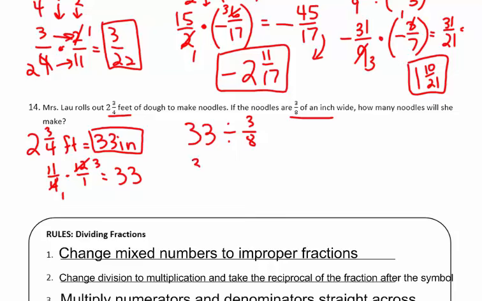So I leave the first fraction alone, put it over 1. Change it to multiplication and flip this to the reciprocal, 8 over 3. I can reduce the 3 and the 33. And I multiply across and get 88 over 1, which is 88 noodles can be made.